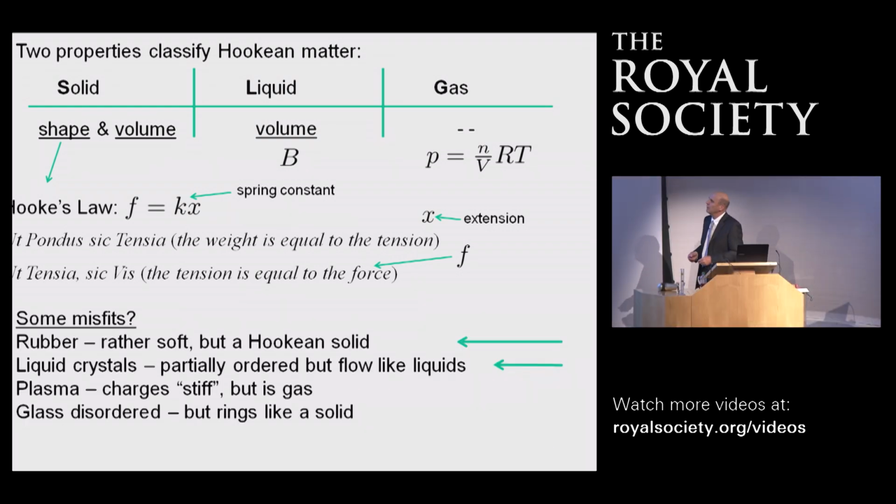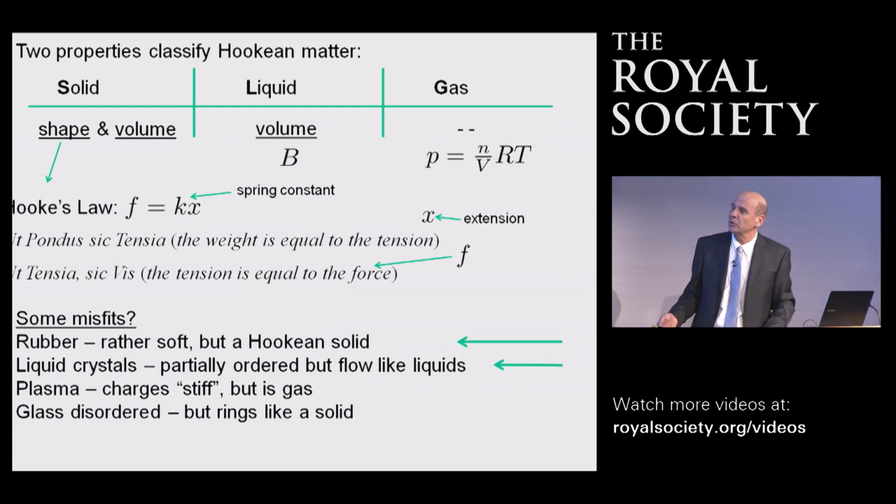Well, there are some things you might call a misfit, like rubber. Rubber is very soft, it's very extensible, and we'll talk quite a lot about it, but I think Hooke would say that it's a solid. It's not flowing out of my hand, it's a perfectly respectable solid, at least at first glance.